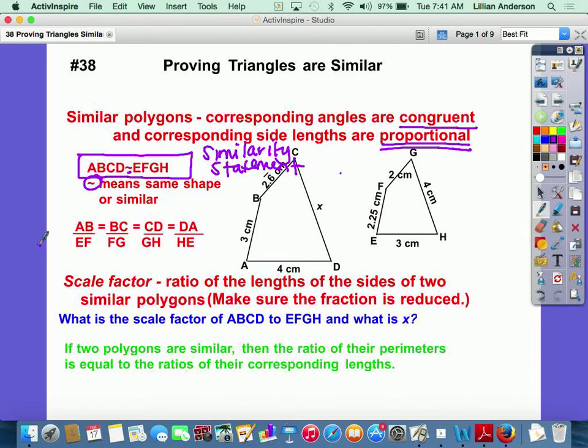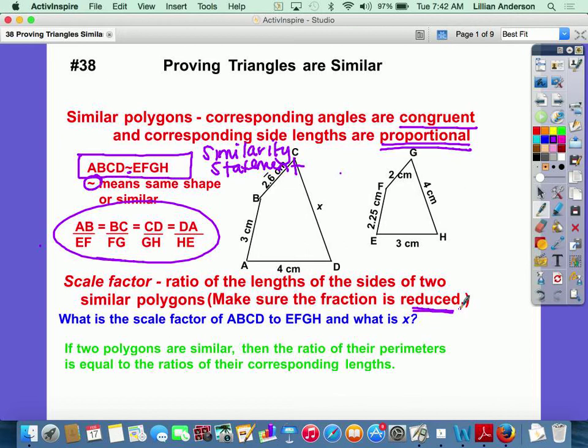And again, you see how the sides are proportional. Basically, you can set up a proportion to show that the sides are proportional. And when you set up the ratio, you're finding what's known as the scale factor, okay? The scale factor is the ratio of the lengths of the sides of two similar polygons. You want to always make sure your fraction is reduced, okay?